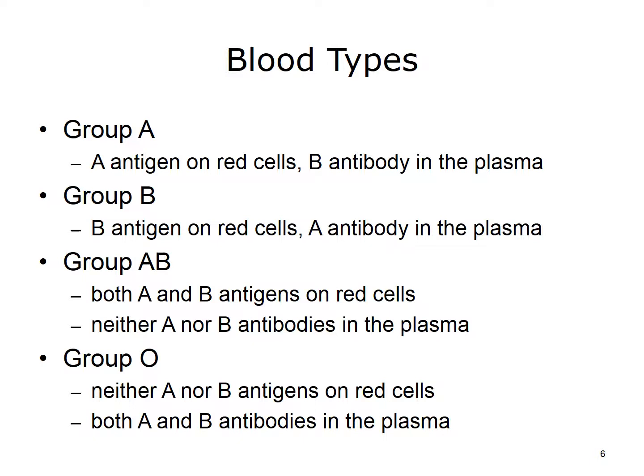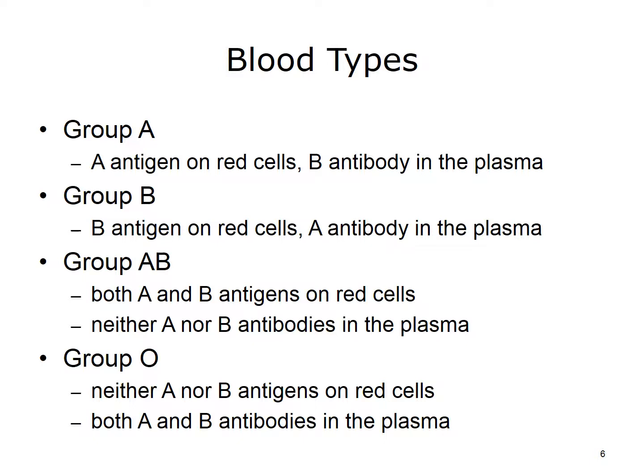Antibodies are made of B cells produced in response to a foreign antigen. Antibodies neutralize or destroy antigens. It is important to know what antigens and antibodies are present in the blood. There are 4 major blood groups determined by the presence or absence of 2 antigens, A and B, on the surface of red blood cells.